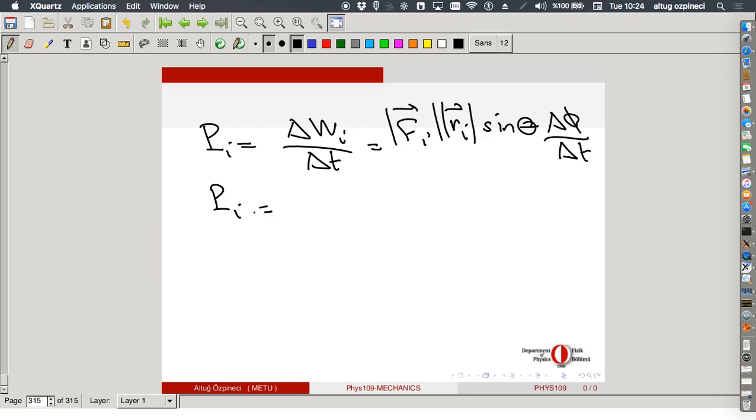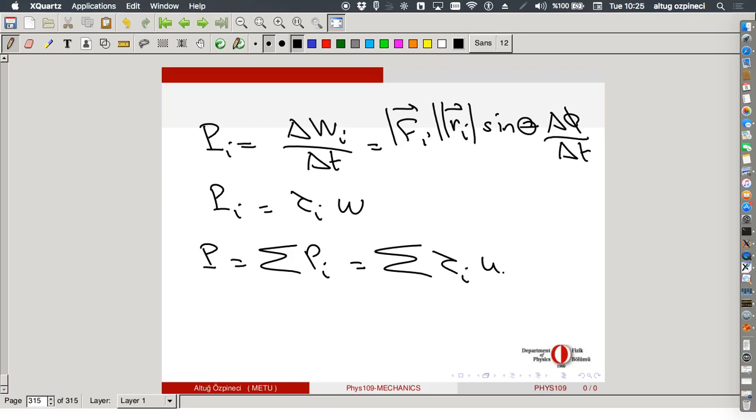You see, now the power is Fi times Ri times sine theta, which is nothing but the magnitude of the torque. And then delta phi over delta t is nothing but the angular velocity of my object. Now the total power will be nothing but the sum of the powers of each one of the forces. This is equal to the sum of Ti omega, which is the total torque times the angular velocity.